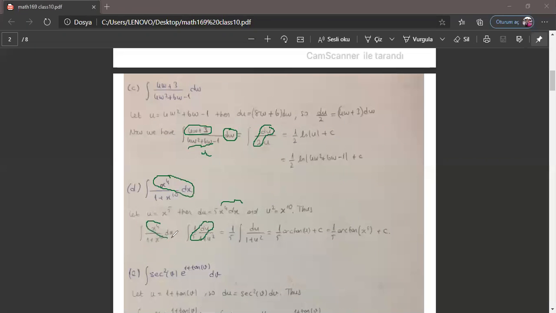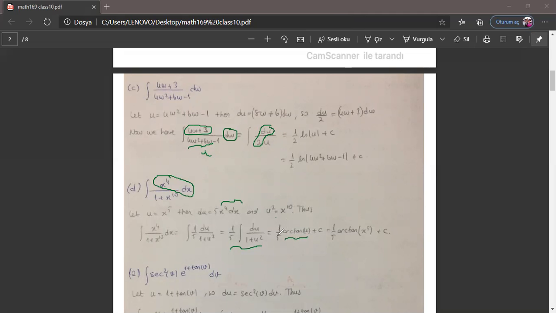For this part, we have du over 5. And for the denominator, we have 1 plus x to the 10, 1 plus u squared. Okay, we use this. So we have this. Then we have exactly this integral, and we know this is equal to arctangent u.